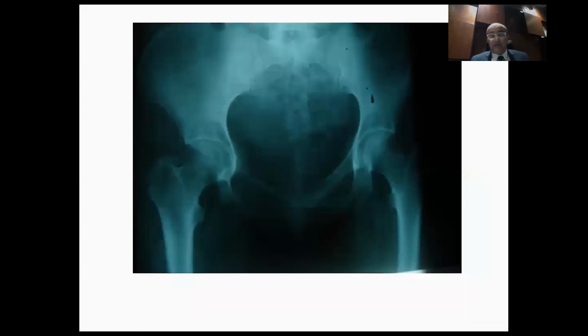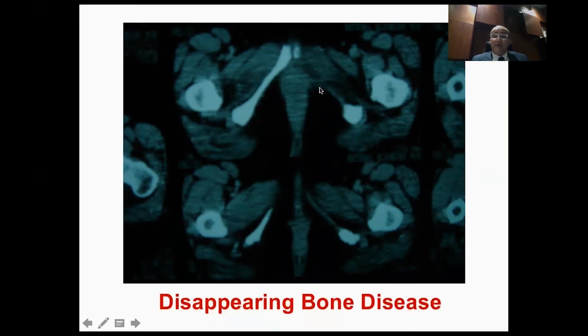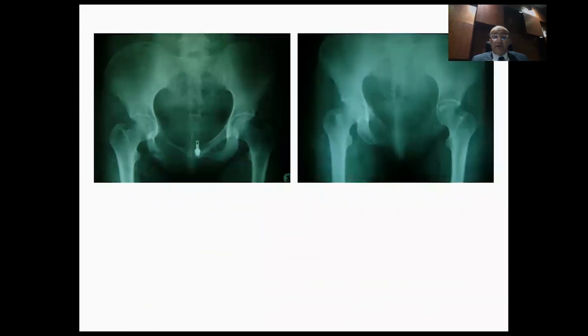This is a very interesting case, actually. The patient presented with limping, and on doing a pelvic X-ray, we found that the superior pubic ramus is destroyed. And on doing a CT, we found that the superior pubic ramus is absent, but there are no tissues that replaced it. There are normal tissues around. This is actually a disappearing bone disease or Gorham's disease. It's a painless condition, and the bones just disappear. And it's progressive. You can see here the absent superior pubic ramus.